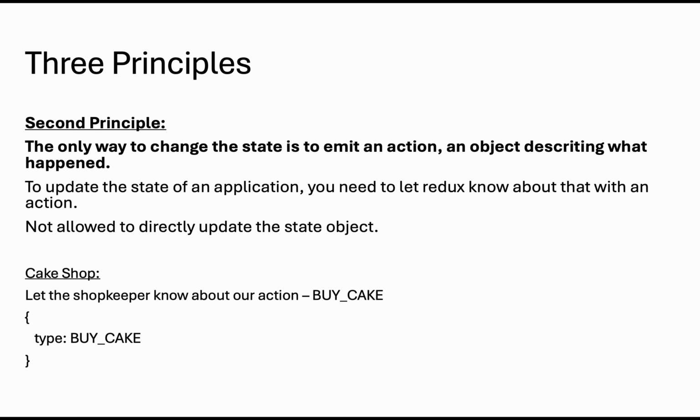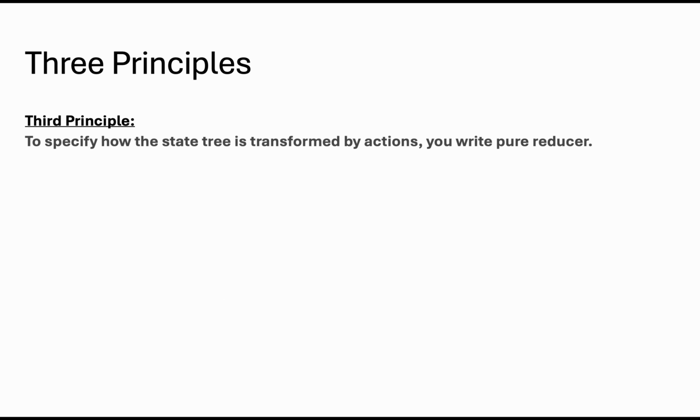So similarly, there are two different principles we had learned until now. First of all is to keep all the states in a single object tree under the store. Second thing is you cannot update the state directly. You must pass or emit or dispatch an action object to where? To your reducer. That's the third step. The third principle is to specify how the state tree is transformed by an action. You write a pure reducer for that to update your states.